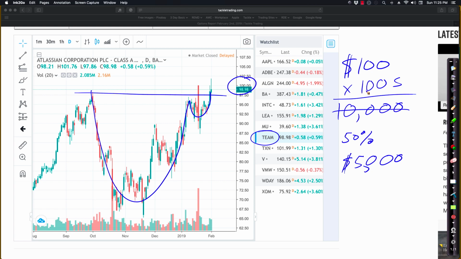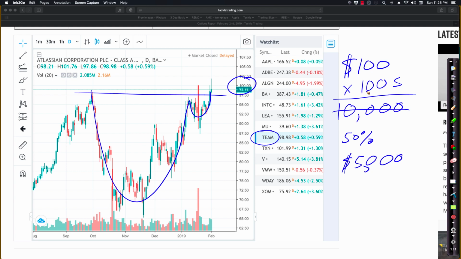And again, if the stock price rose, imagine it rose $10. Well, that would be a 10% return on a cash account. But because you only put in half the money, it would be a 20% return on a margin account. It gives you that extra leverage.